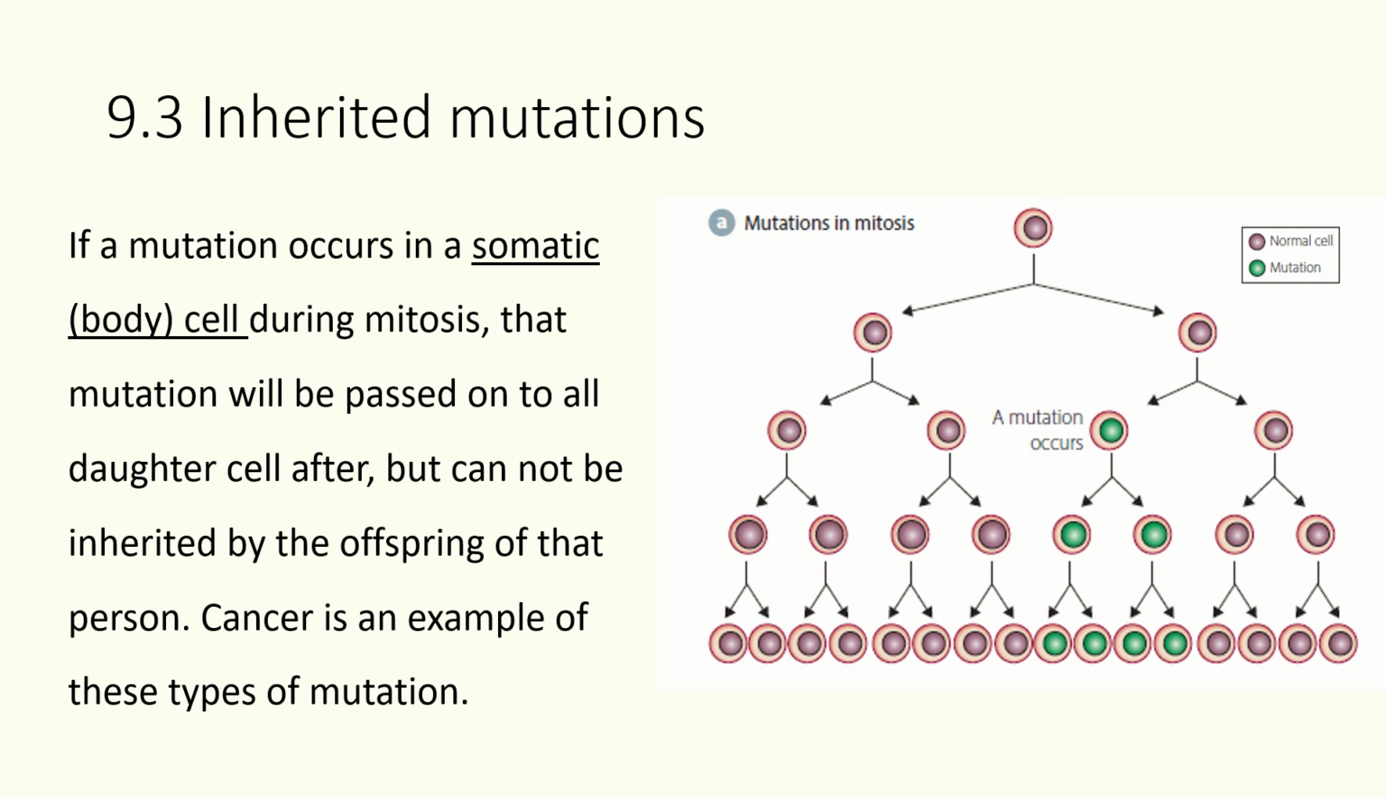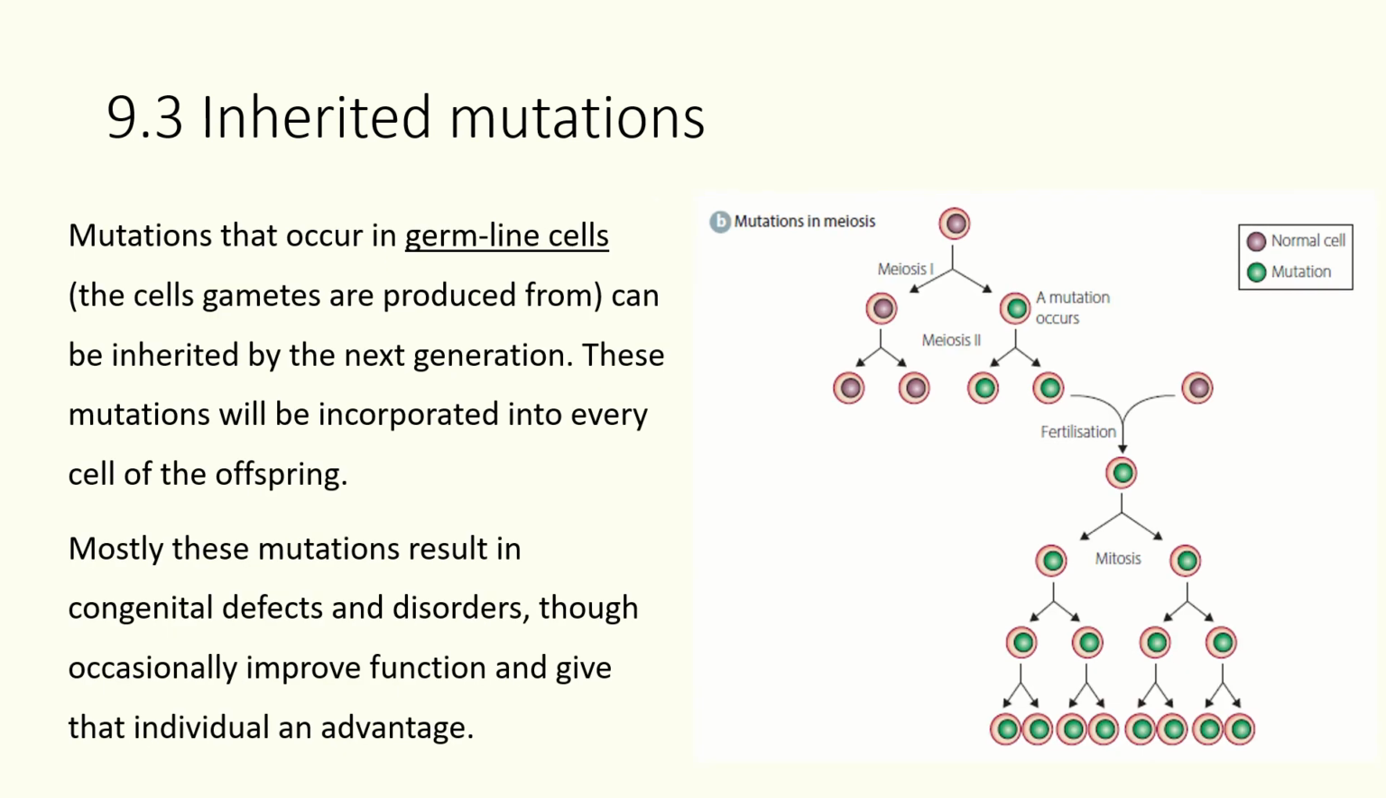So mutations within somatic cells can be passed on to future daughter cells, but can never be inherited by the offspring of that person. Cancer being a prime example. You can see in the diagram here, we have a mutation occur in our 3rd generation there, and that gets passed on to all daughter cells coming after that, but it won't be passed on to any other offspring. In order to have a mutation that is passed on from generation to generation, it needs to occur in our germline cells. So that's the cells that gametes are produced from in our gonads.